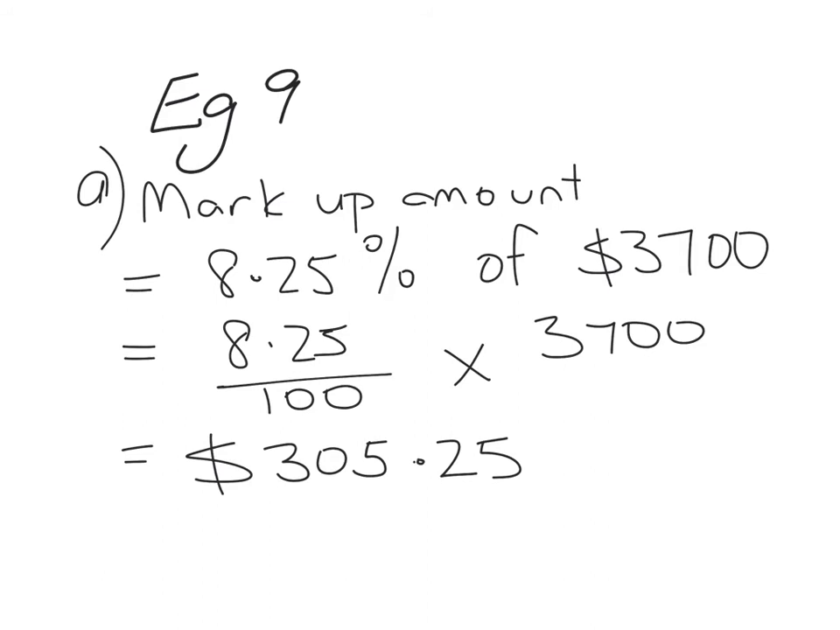$305.25. Now we can only ever have two decimal places because it's money, so if there's more than two you would have to round. So this tells us how much it's been marked up. Now what we have to do is work out what it will actually cost you to buy the bike.